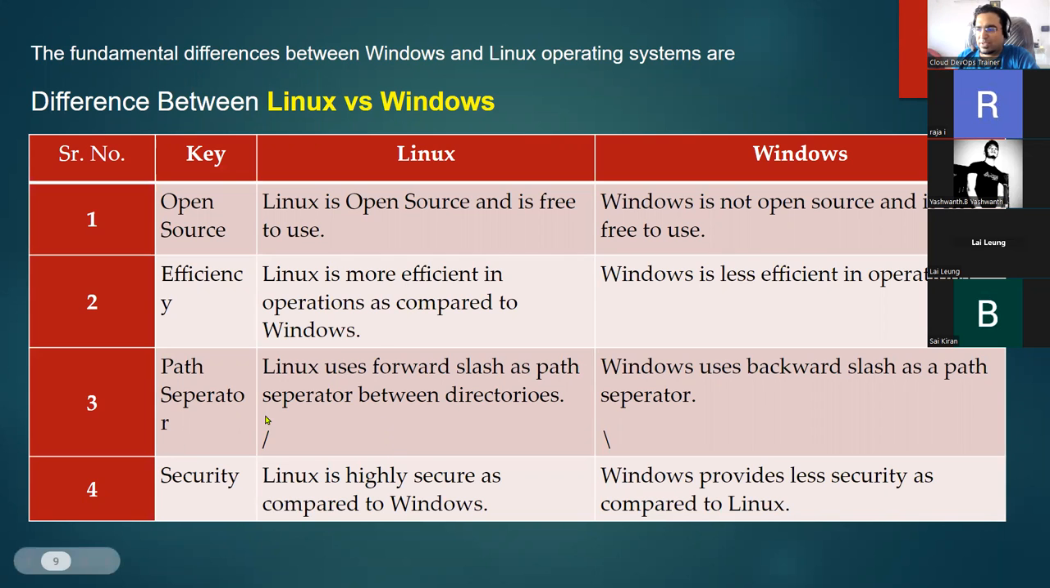If you see the comparison, in Linux we use the forward slash, and in Windows we have to use the backward slash. This is the most common difference. And Linux is highly secure as compared to Windows, and Windows is less secure as compared to Linux. So keep at least four points in mind. If someone asks in an interview, you must give this answer, so that they understand you are a little bit familiar with both things.